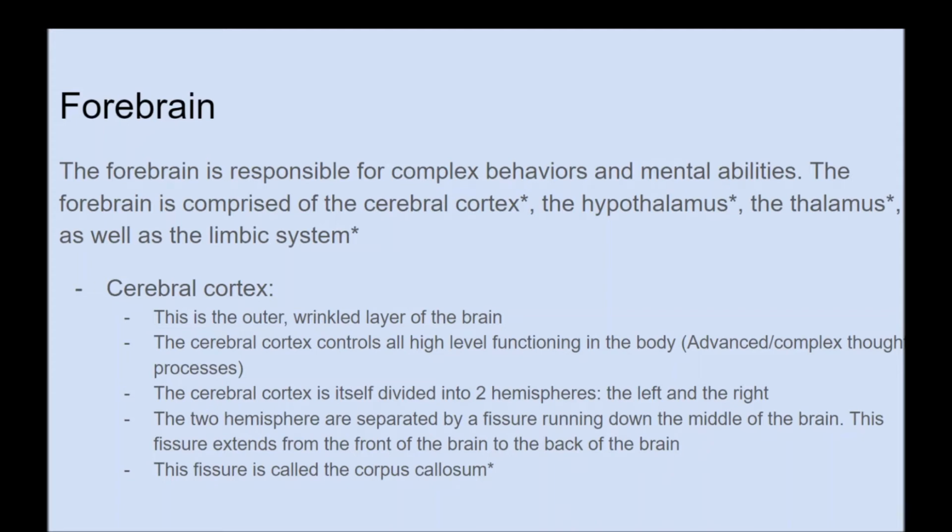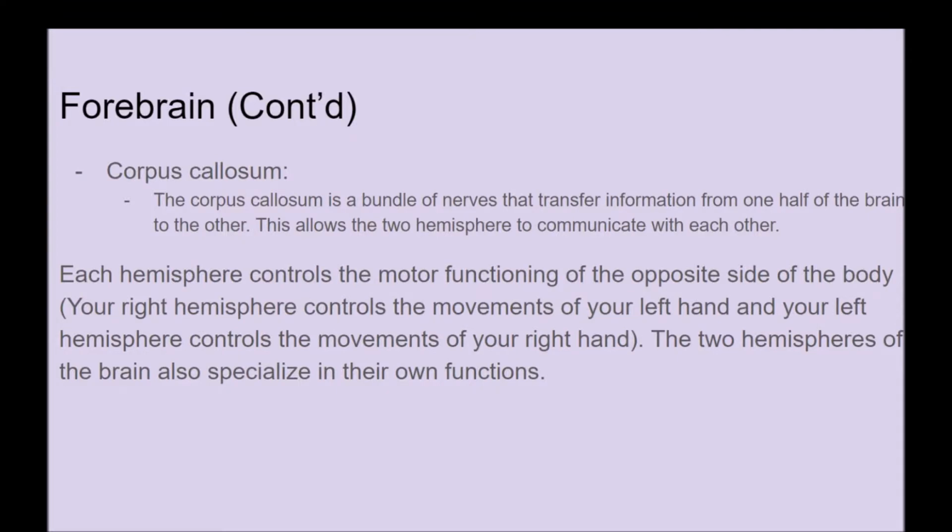You're going to need to memorize where they are, what their function is, whether they're part of the midbrain or the hindbrain or the forebrain or what have you. So, for example, you will need to memorize what the corpus callosum is. The corpus callosum is a bundle of nerves that transfers information from one half of the brain to the other. This allows the two hemispheres to communicate with each other.